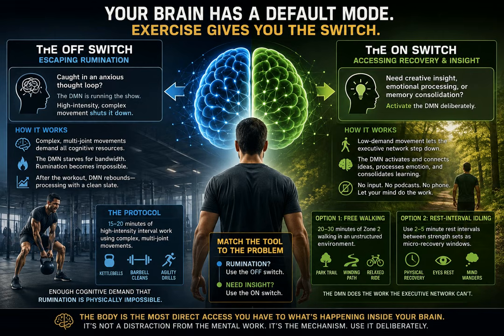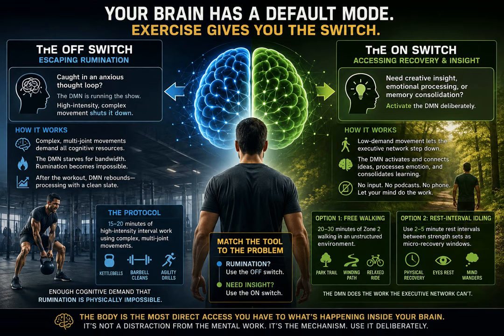This is not a metaphor. Complex coordination demands bottom-up sensory feedback and intense motor planning. If you let your mind wander back to the email that upset you, you will physically drop the weight or lose your balance. The body enforces the cognitive shift. The mind follows.